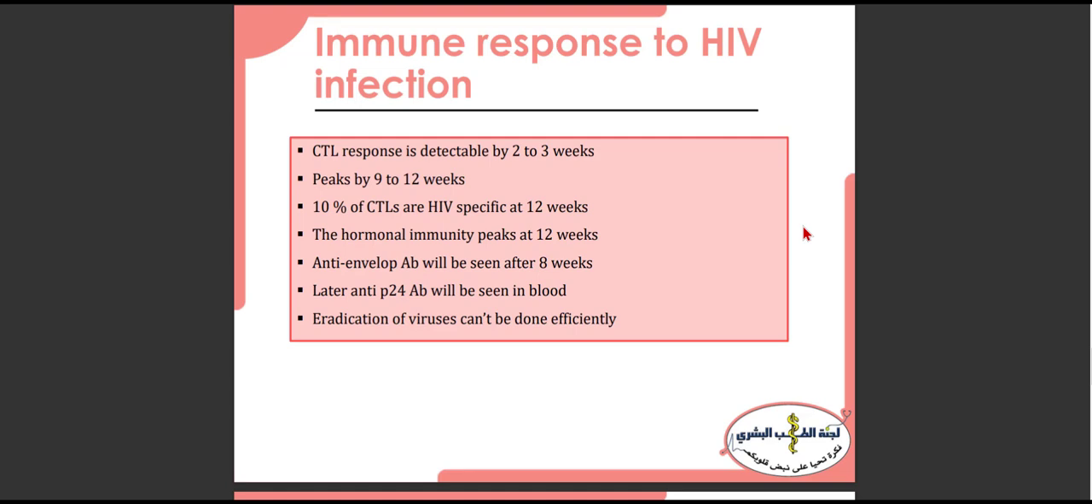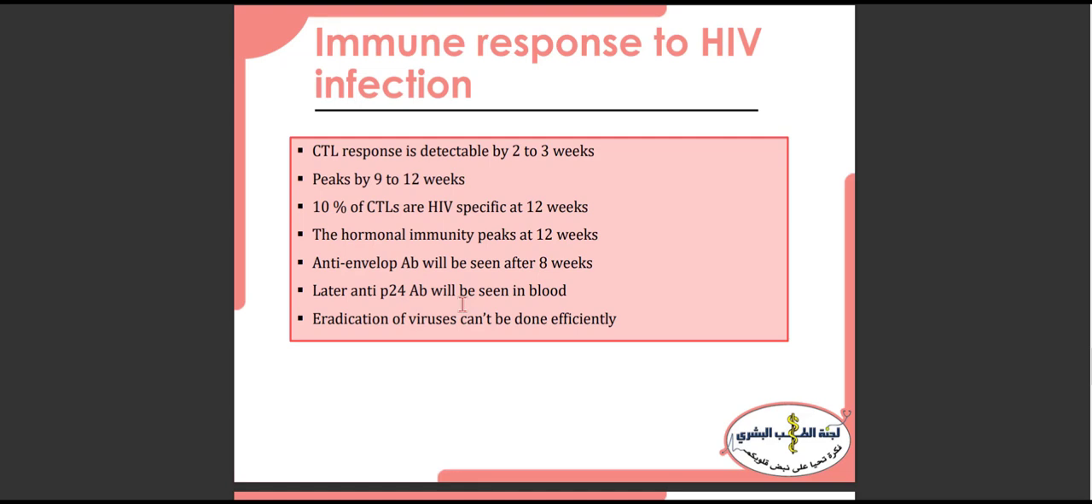The humoral immunity peaks at 12 weeks as well. Anti-envelope antibodies will be seen after 8 weeks. طبعا الـ HIV virus is a retrovirus and it contains reverse transcriptase. It is a D-type virus. وهي المعلومات على الأغلب تكونوا عارفينها من الميكروبيولوجي، لكن مش مهمة حاليا بقدر إنه نعرف immune response to HIV. The later anti-P24 antibody will be seen in the blood. راح يكتشفوا أنه بعد هاي المدة يصير في antibodies against P24.